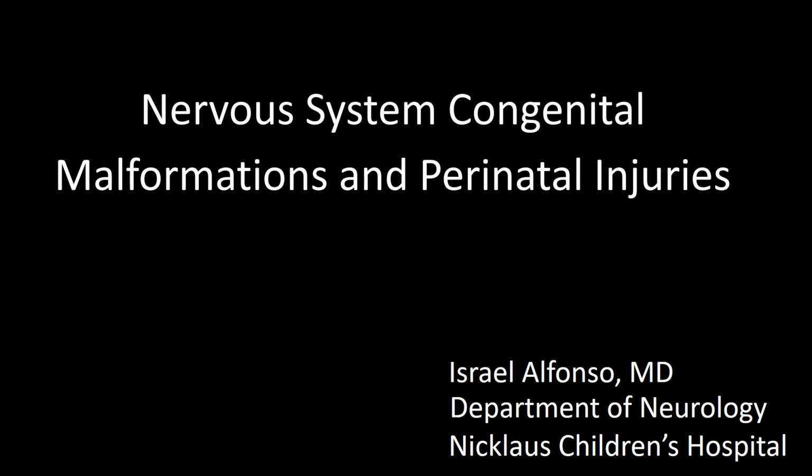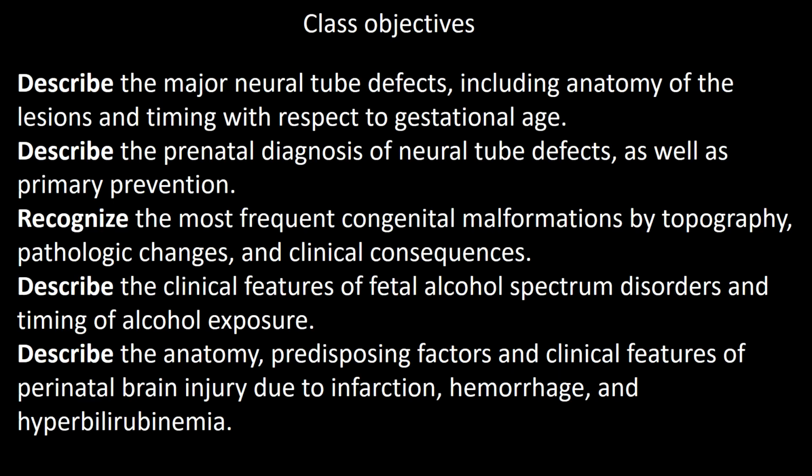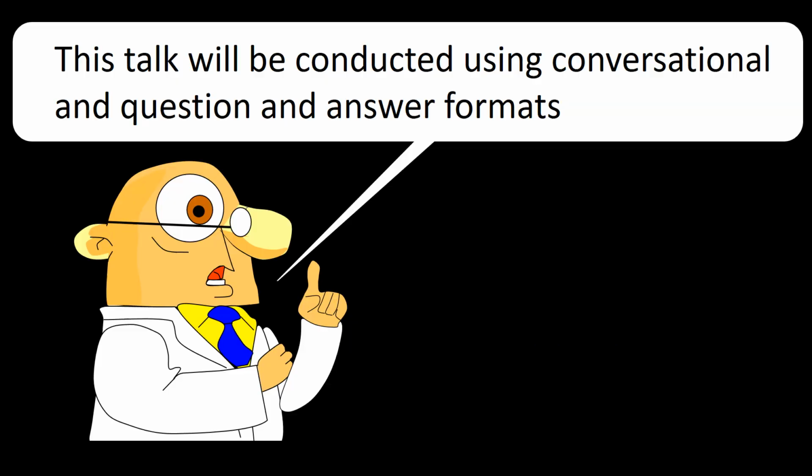This talk is about nervous system congenital malformations and perinatal injuries. Here are the objectives for this class. You do not need to read them. We will use them as a chart for our talk. The talk will be conducted using conversational and question and answer formats.